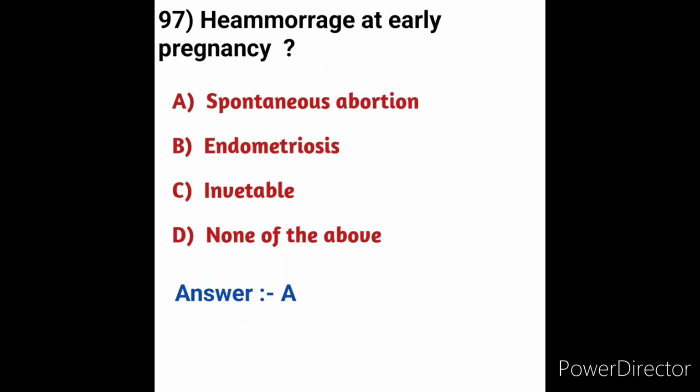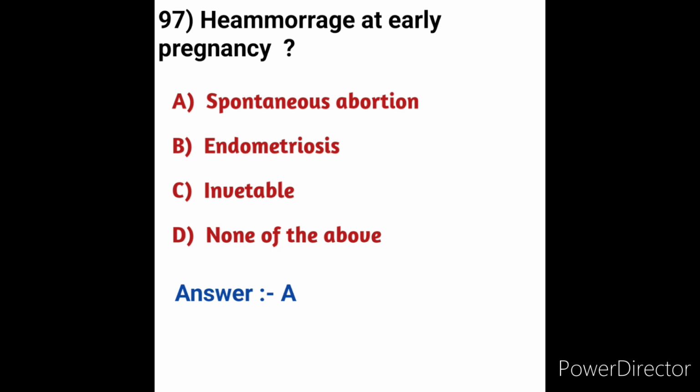Next, move on to question number 97. Hemorrhage at early pregnancy is called as. We will see the options here. Option A, spontaneous abortion. Option B, endometriosis. Option C, inevitable. Option D, none of the above. Hemorrhage at early pregnancy is called as miscarriage. Option A, spontaneous abortion, is the correct answer here.